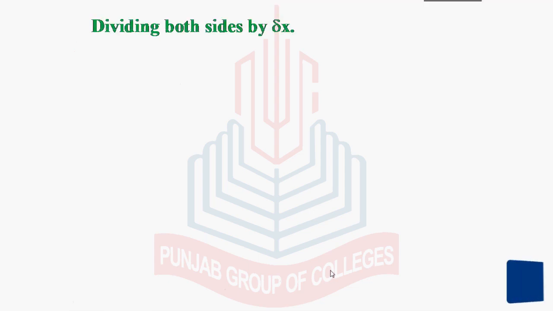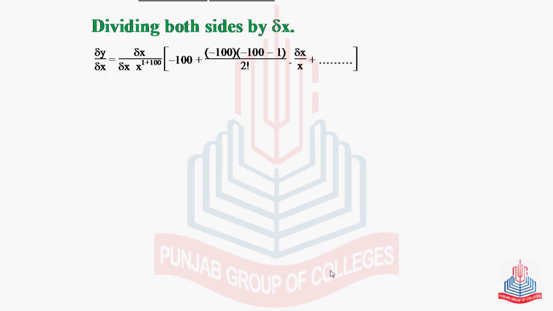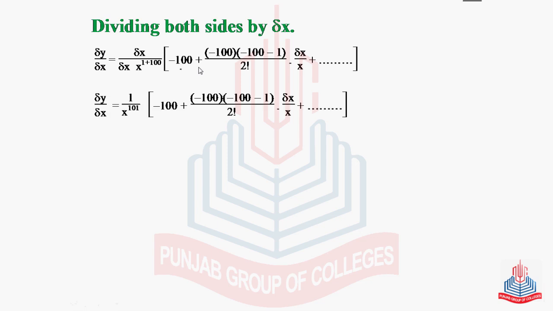Now dividing both sides by delta x, delta y over delta x is equal to 1 over x raised to the power 1 plus 100, combining powers due to the same base, and the bracket portion will remain the same. After cancelling this delta x, we have delta y by delta x is equal to 1 over x raised to the power 101, and the bracket portion will remain the same.